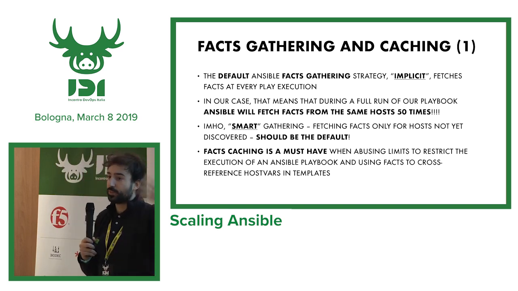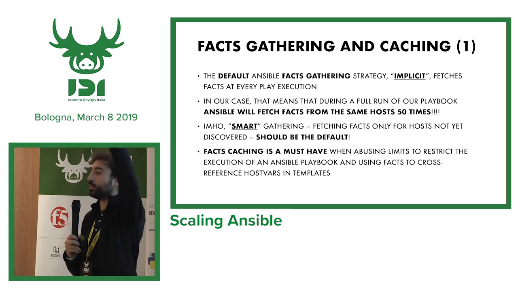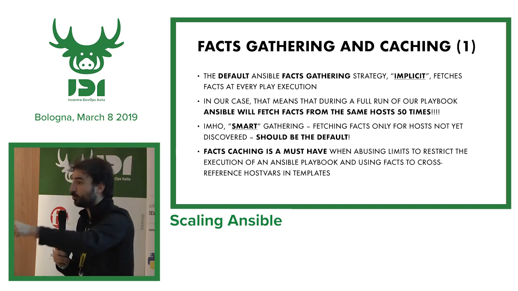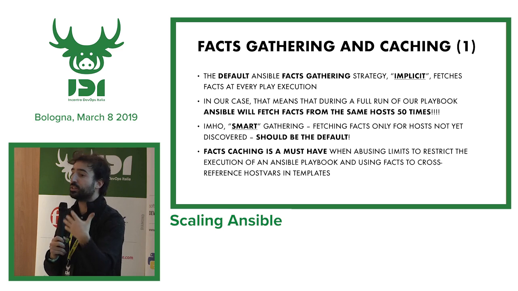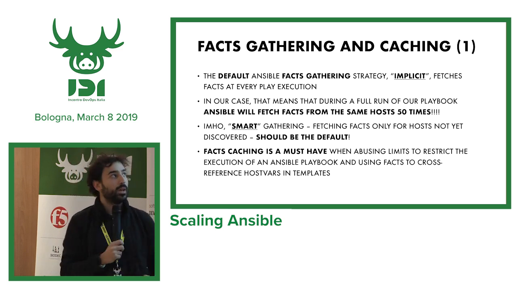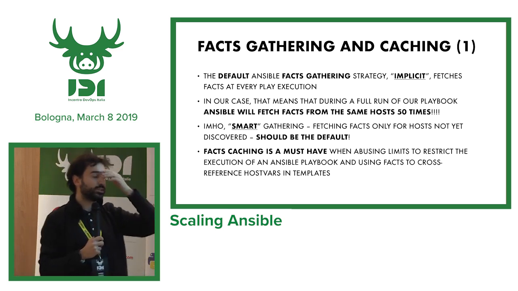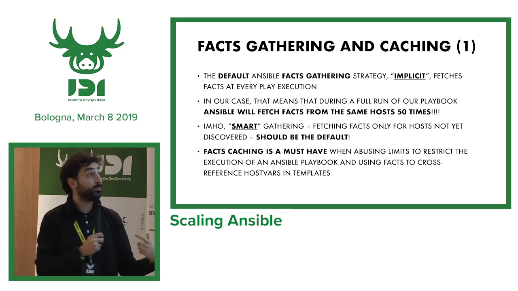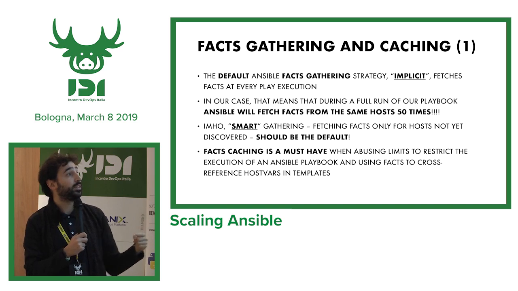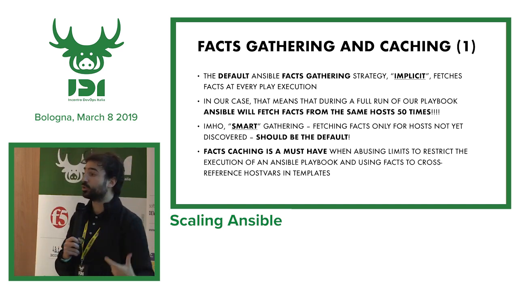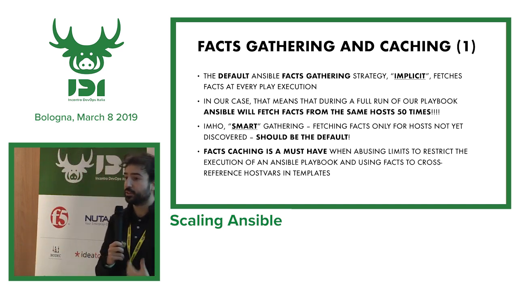I mean, super slow, because if you run it across all the hosts, the first play that is on all will already connect to all the machines to fetch the facts. So why do you need to do it at the next one? Nothing has changed, it's a sequential execution, no filter, nothing. There is another mode that is not the default and is smart. Smart works in a smart way, okay? The idea of smart is that it fetches facts only for hosts that have not yet been discovered by Ansible. I think this should be the default.